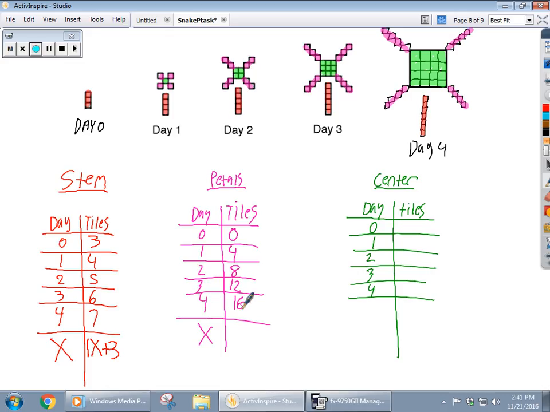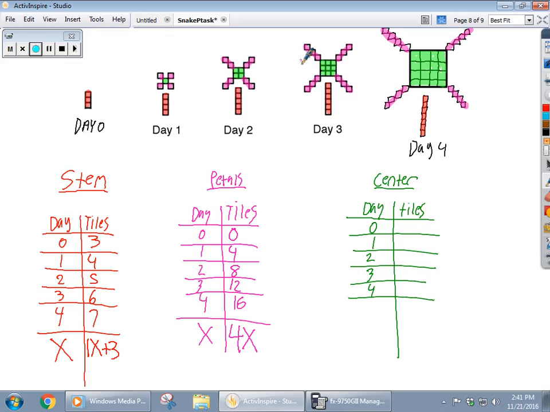4 times 4 is 16. So we could see that it is going to be x times 4. Whatever x is, multiply it by 4, that's how you get those petals. And we could see that that kind of makes sense because each time it's just growing out 4 more. So a multiple by 4 would make sense, pictorially here.